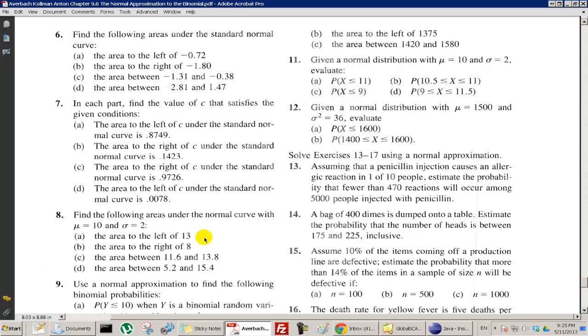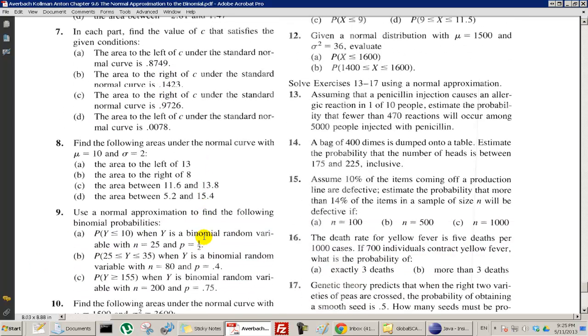Same thing here. Number 9, use a normal approximation to find the following binomial probabilities. So y is binomial, but you're going to use the normal approximation. Here you have to go through the whole process that we described. Remember, you have to have the correction of minus a half and plus a half in the right places.